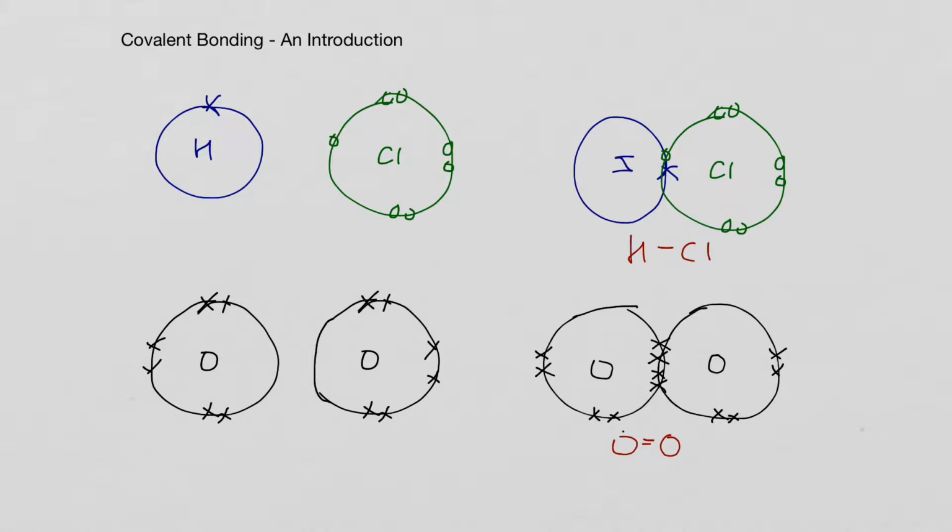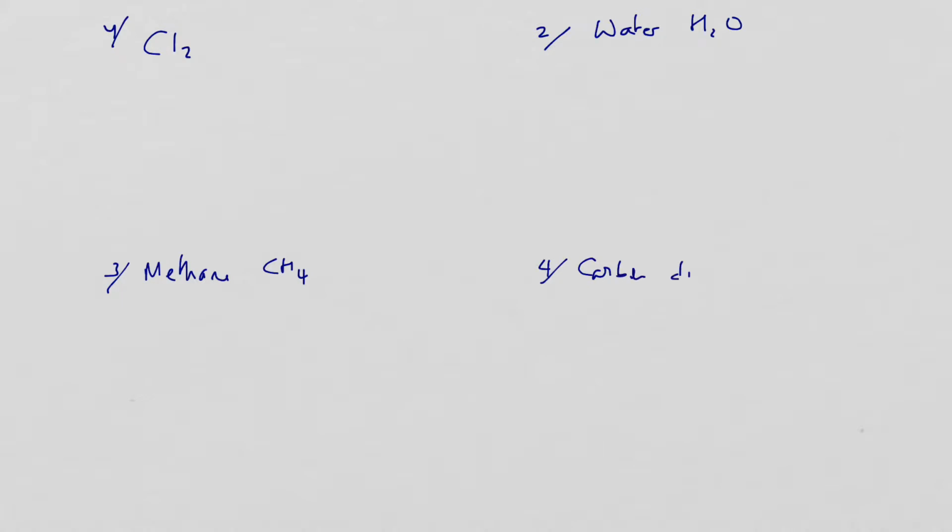Hopefully that helps. It would be nice to do some examples now, so let's have a go at some examples. Example number 1 is chlorine, which goes around in pairs. Example number 2 is water, the formula of which is H2O. Example number 3 is going to be, let's do methane, and the formula of methane is CH4. And lastly, number 4, we'll do carbon dioxide, and of course the formula of carbon dioxide is CO2.